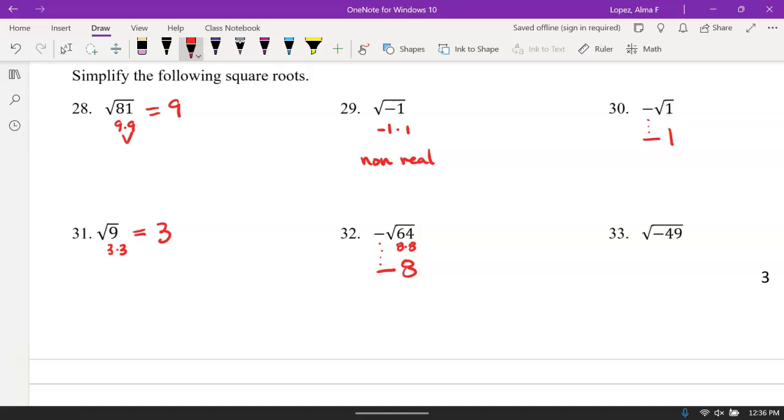So 33. Think about that for a second. For the same reason, 7 times 7 make 49, right? That's not the negative 49 we need. If I make one of the signs negative, now they multiply to be negative 49, but in order for the square root to be possible, they have to be the same number. So this one is also non-real.